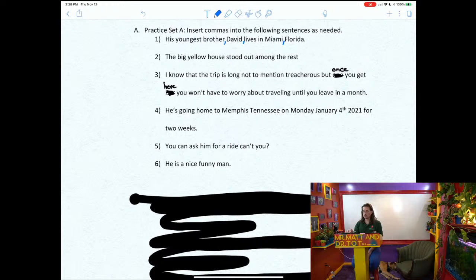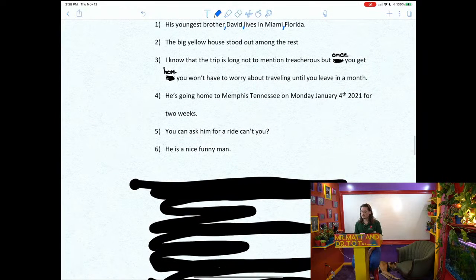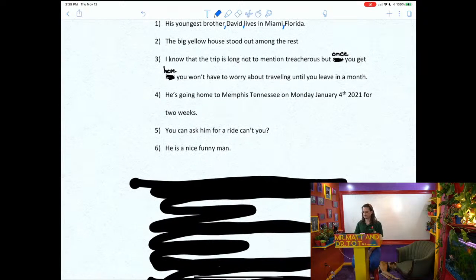Number 2, the big yellow house stood out among the rest. So we wouldn't be able to say the yellow big house, because like I said before, color is usually thought of as being a more primary characteristic than the overall size. I know that that's a little bit of a gray area there, but it wouldn't make sense to say the yellow big house. So here, because we cannot switch them around, we do not use a comma, so this is actually correct, except that it needs a period at the end. So I'll put a little check mark next to 2 because it's correct.